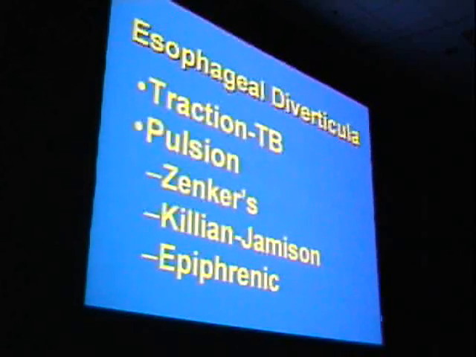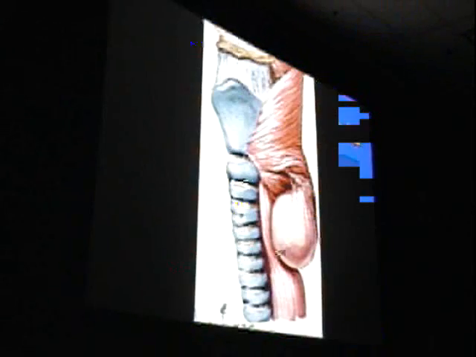are Zenker's, Killian-Jamieson, and epiphrenic. Remember, though, that a Zenker's diverticulum is not an esophageal diverticulum. It's actually a hypopharyngeal diverticulum because it occurs above the cricopharyngeus. But Killian-Jamieson is a true diverticulum of the esophagus. It occurs below the cricopharyngeus. The epiphrenic is down by the hemidiaphragm.